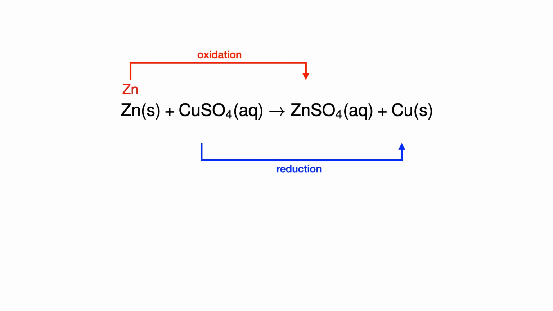And as we've seen, aqueous solutions of ionic compounds like this are separated into ions, and so the aqueous zinc sulfate is a mixture of zinc 2+ ions and sulfate ions in water. So this is our oxidation. And then on the reduction side of things, copper sulfate is another ionic compound dissolved in water, and so it is copper 2+ ions and sulfate ions dissolved in water. And that copper is being converted into solid copper metal.